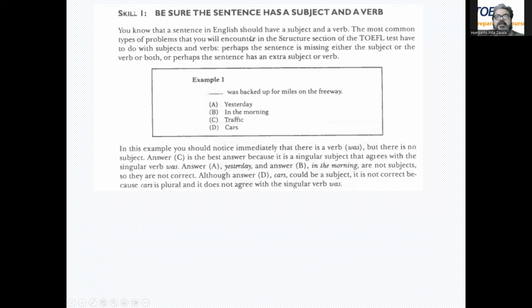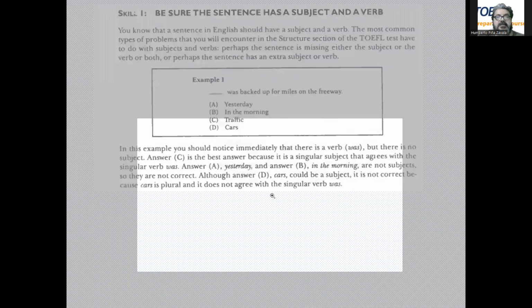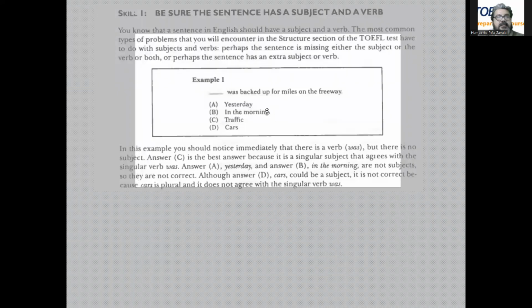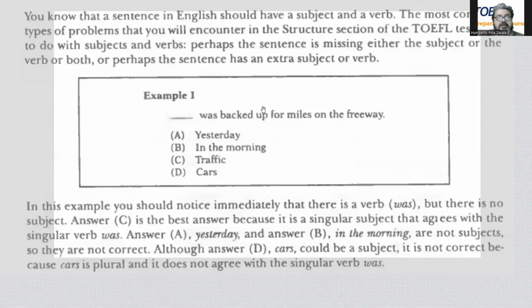You know that a sentence in English should have a subject and a verb. The most common types of problems you will encounter in the structure section of the test have to do with subjects and verbs. Perhaps the sentence is missing either the subject or the verb or both, or perhaps the sentence has an extra subject or an extra verb.